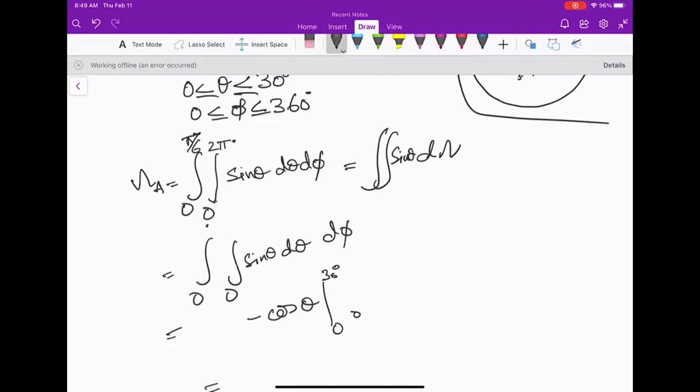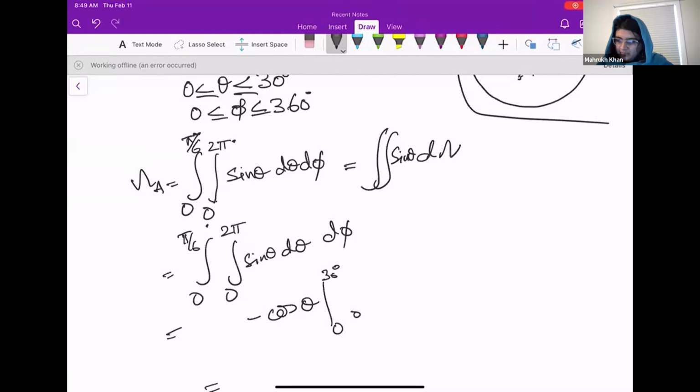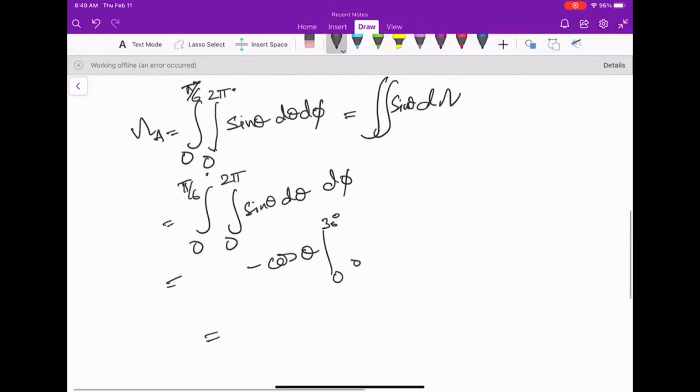Just one question. What happened with the 360 degrees, or I guess 2 pi, when you have the negative cosine theta? Nothing, I'm just writing it. Oh, okay. I'm sorry. No, it's fine. Okay.